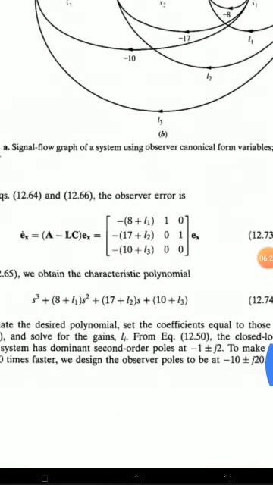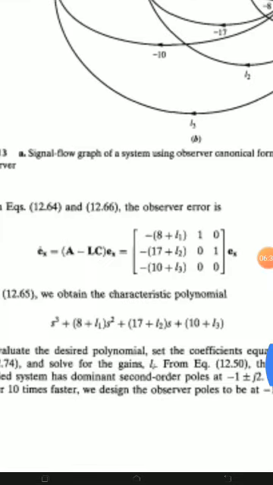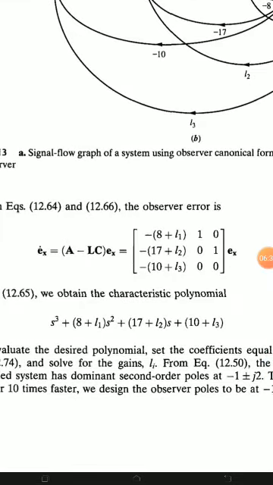First of all, calculate the actual characteristic equation, given by equation 12.73: the determinant of sI minus A minus LC. In the controller design, it was the determinant of sI minus A minus B into K matrix. Here it is just L into C matrix, where L is a column matrix.